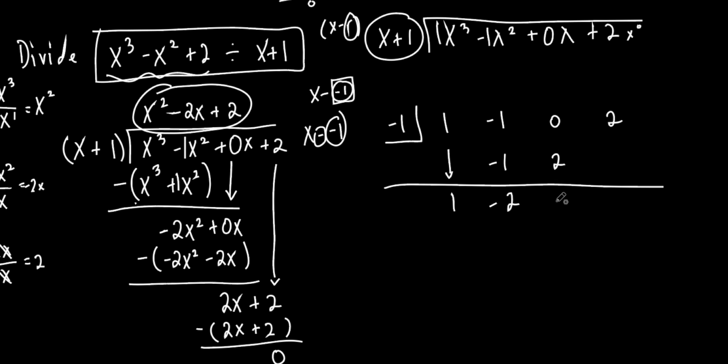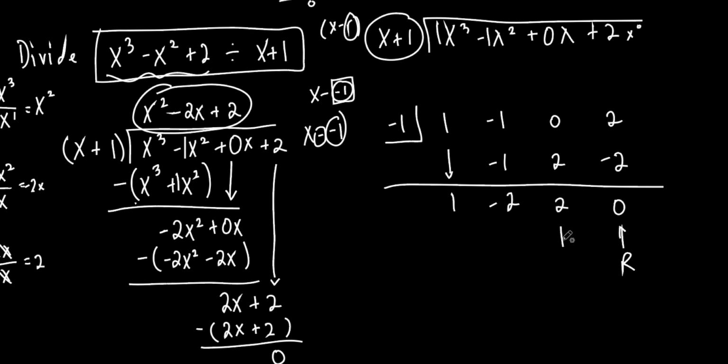So we add these up. What do we get? We get 2. 0 plus 2 is 2. Let's do it again. One more thing. What do we do? Negative 1 times 2. Negative 1 times 2 is negative 2. Put it right here. What do we do with these? Add them up. What do we get? We get 0.